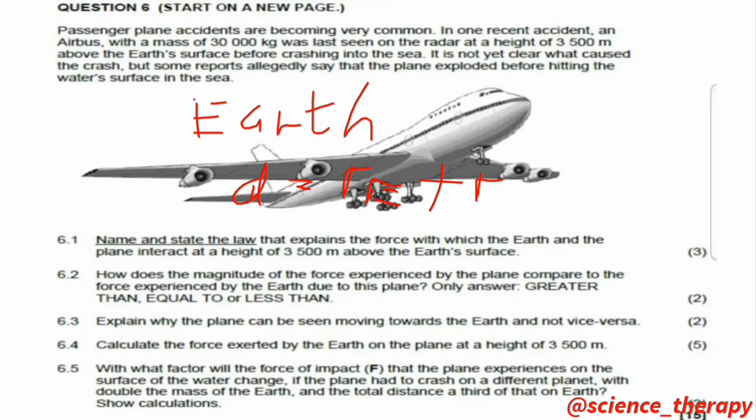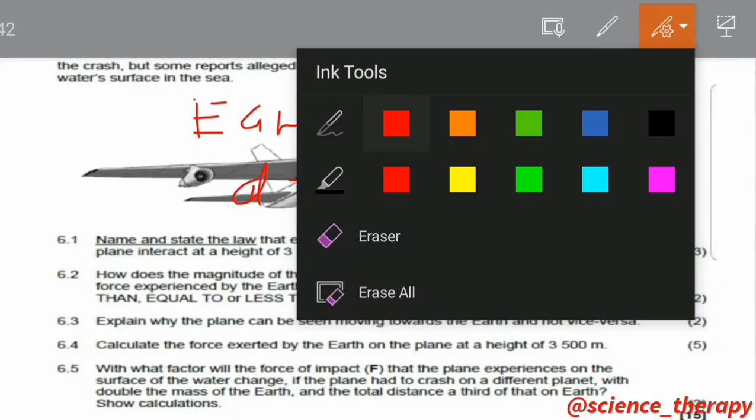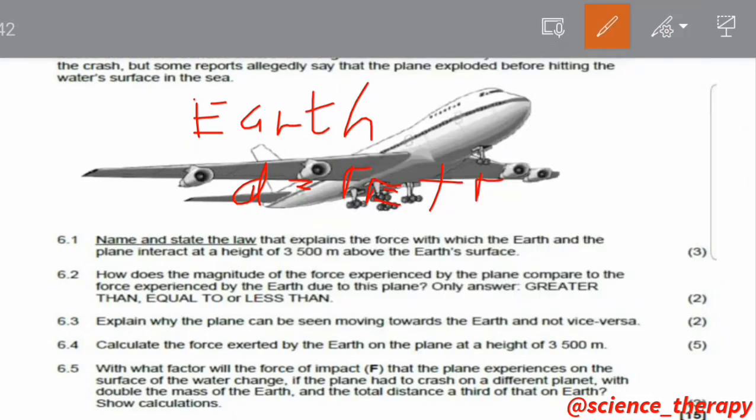So for 5 marks, we have that. Then 6.5 says, with what factor will the force of impact F that the plane experiences on the surface of the water change? If the plane had to crash on a different planet, we double the mass with what? Double the mass of the Earth and the total distance a third of that of the Earth. So we are given here double the mass of the Earth and a third of that on Earth.